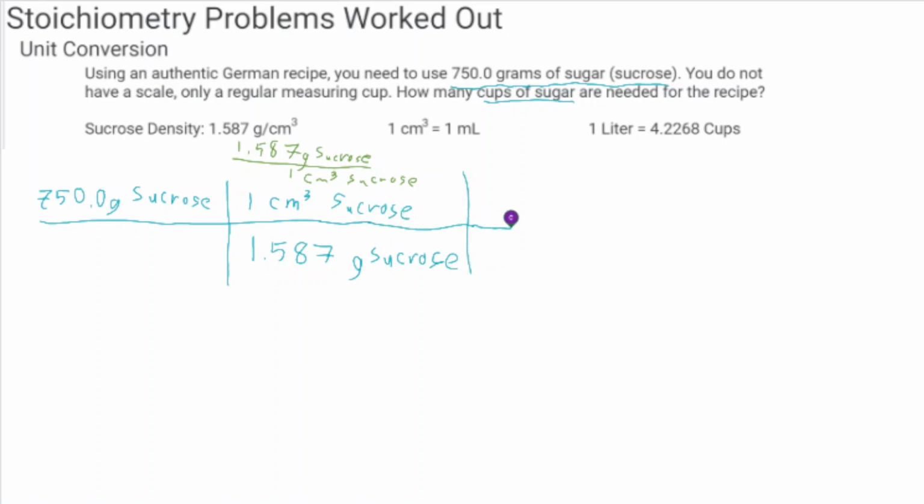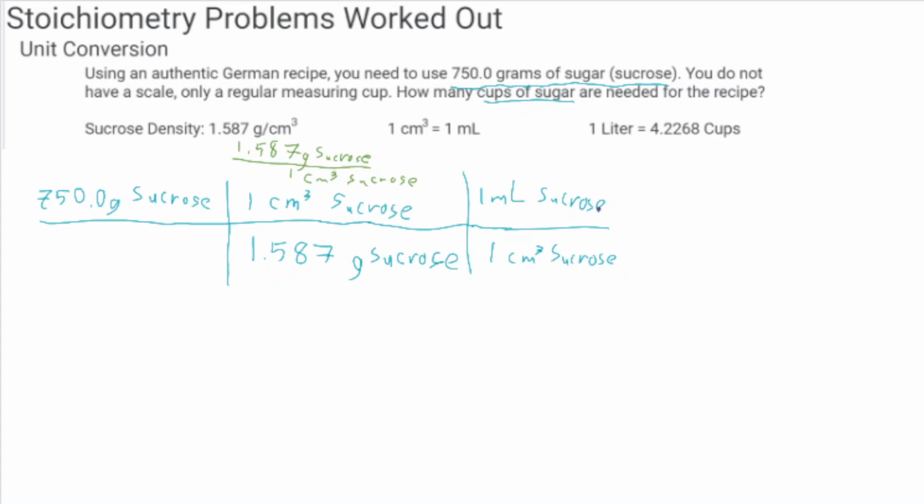All right, now that we're in cubic centimeters of sucrose, we can look at our units. We'll see that grams cancel out with grams of sucrose, and now we've converted it to cubic centimeters of sucrose. But we need to keep on going. We're not quite to cups of sucrose yet. So again, looking at our given information, we see that we have cubic centimeters right here, so that's what we're going to be using. We're going to say for every 1 cubic centimeter of sucrose, we have 1 milliliter of sucrose.